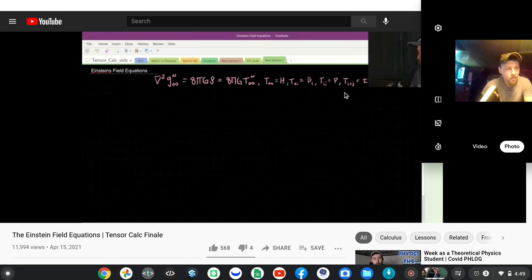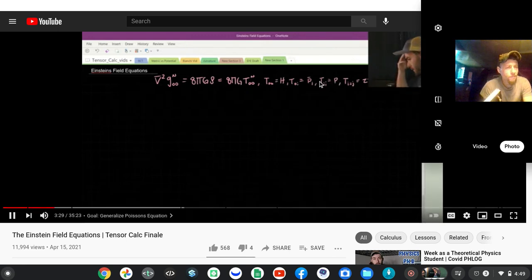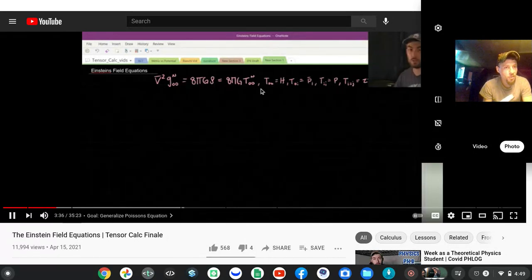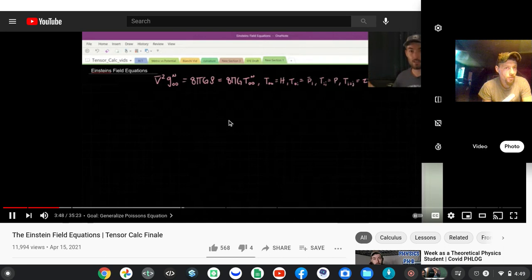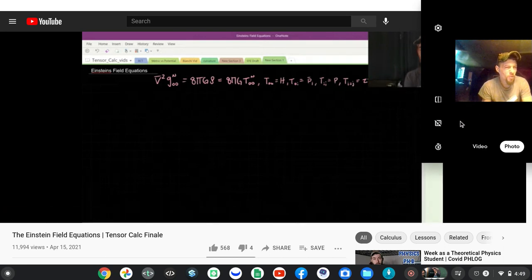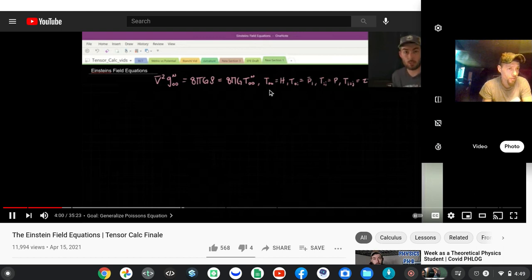Now, this equation is a second-rank tensor equation. So the goal is to generalize Poisson's equation to be fully relativistic. The way that we're going to start that off is by guessing that that generalization is going to be a second-rank tensor equation.